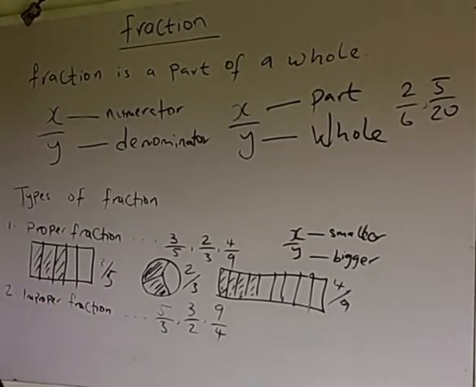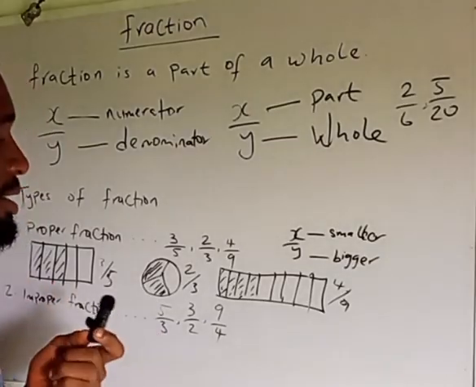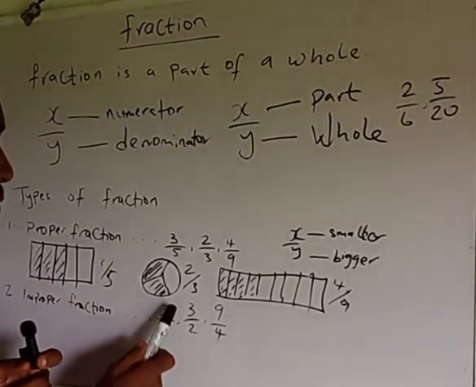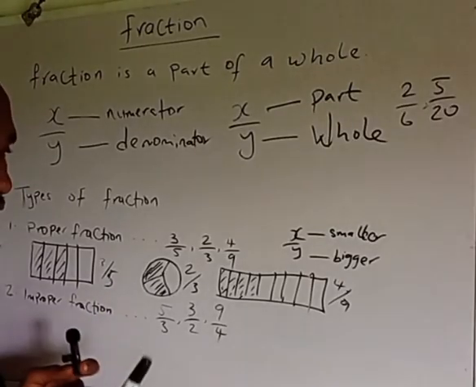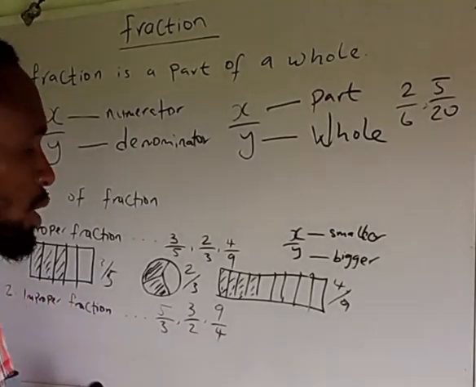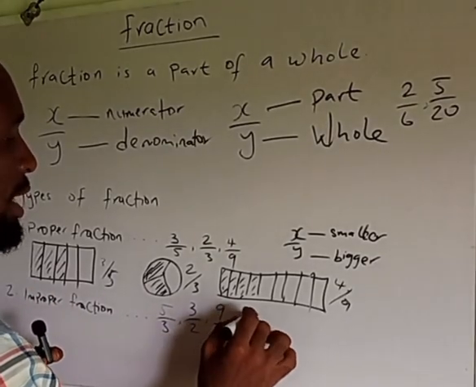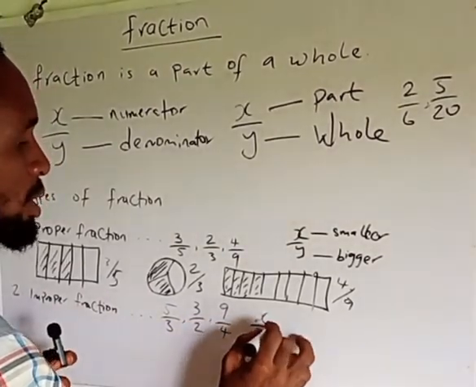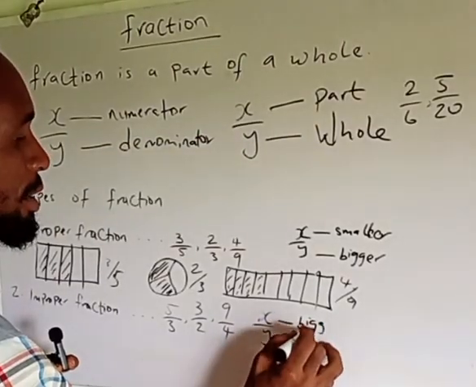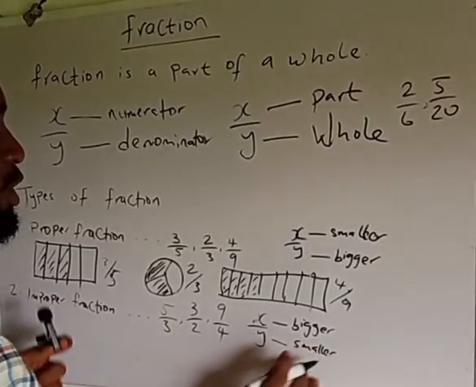So now, the last thing we are going to do for today is improper fractions, which are fractions where the part is bigger than the whole. The part is actually bigger than the whole. Like here we have 5 out of 3. 5 is bigger. The part we want to pick is bigger than the whole. Also, we have 3 all over 2. So in this case, we have x over y, pay attention, where x is bigger and y is smaller. This is what we call an improper fraction.